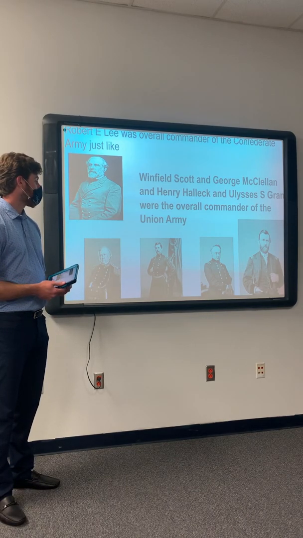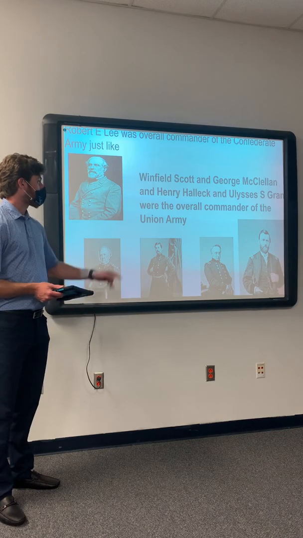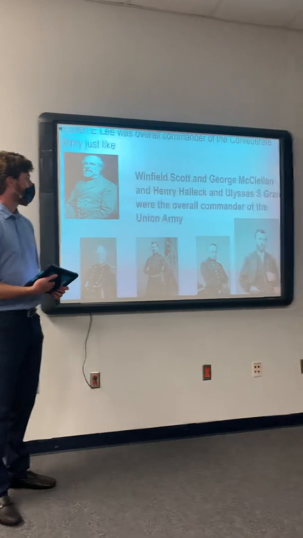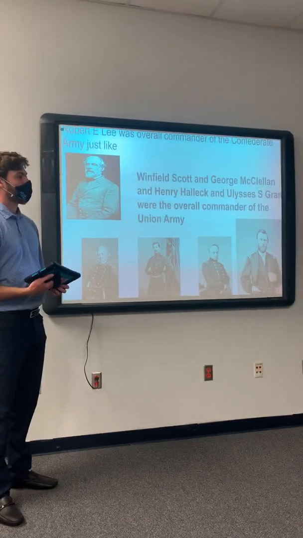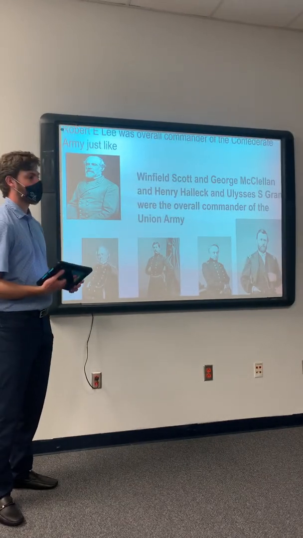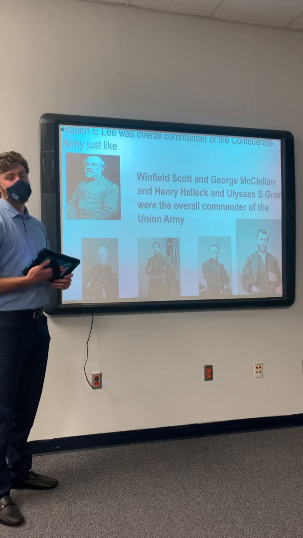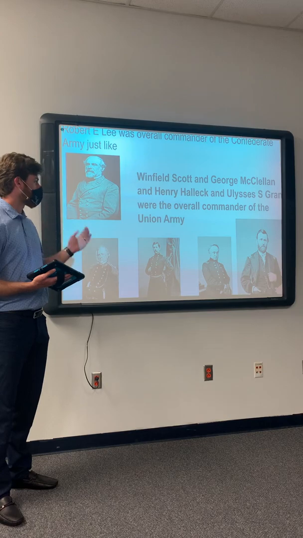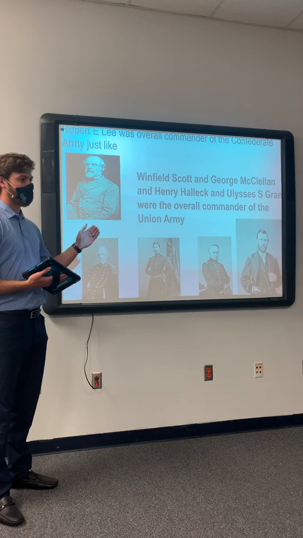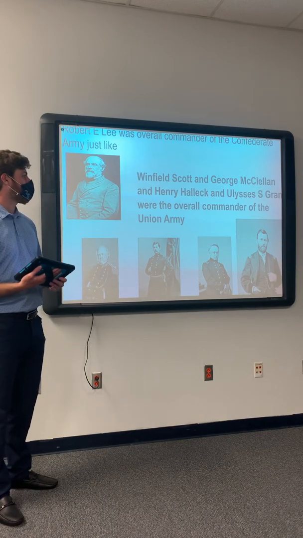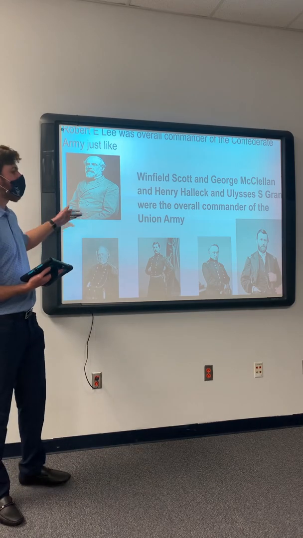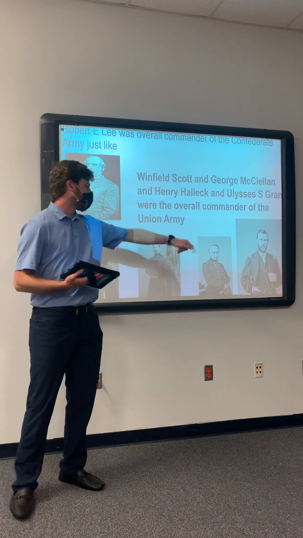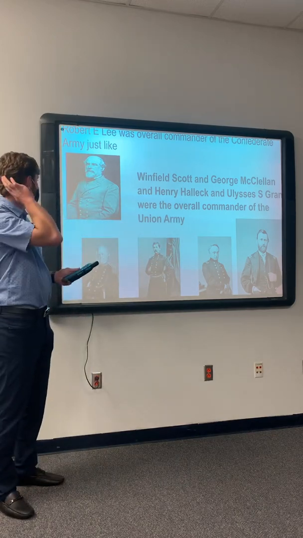The actual reason is that these first 3 commanders, Winfield Scott, George McClellan, Henry Halleck, those 3 were too fearful of Robert E. Lee. They were too afraid to fight him. So Lincoln is essentially going to just fire them. He goes through one, goes to another, and then goes through that one, goes to another, until he finally finds somebody willing to battle Robert E. Lee, and that is Ulysses S. Grant, who is in the far right. Okay?